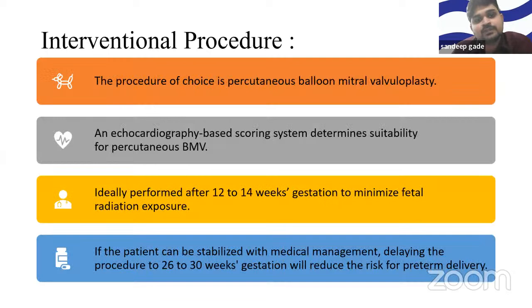Among the interventional procedures, the procedure of choice is percutaneous balloon mitral valvuloplasty, and an echocardiographic based scoring system, the Wilkins system, is done, which determines the suitability for percutaneous balloon mitral valvuloplasty. The procedure is ideally performed after 12 to 14 weeks of gestation, which will minimize fetal radiation exposure. But if the patient can be stabilized with medical management, then the procedure can be delayed up to 26 to 30 weeks of gestation, which will also reduce the risk of preterm delivery.